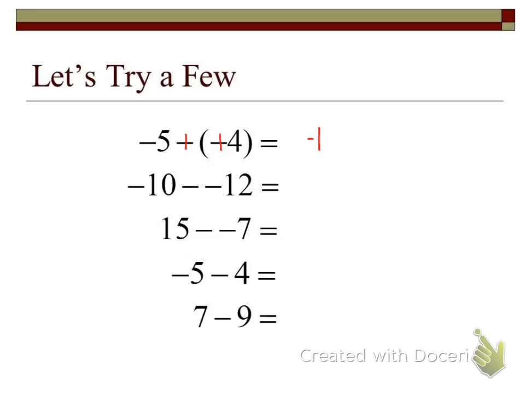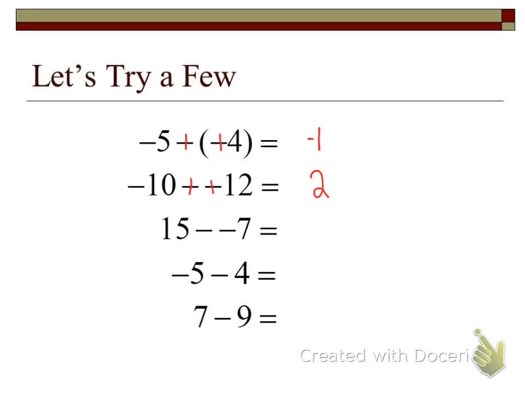Here I've got these two signs in the middle, and these should really stick out to you as something that you need to fix, so we're going to use our Rule 2 here. And now I have negative 10 plus 12. The difference between these numbers is 2, and 12 is bigger, and 12 is positive, so my answer will remain positive.